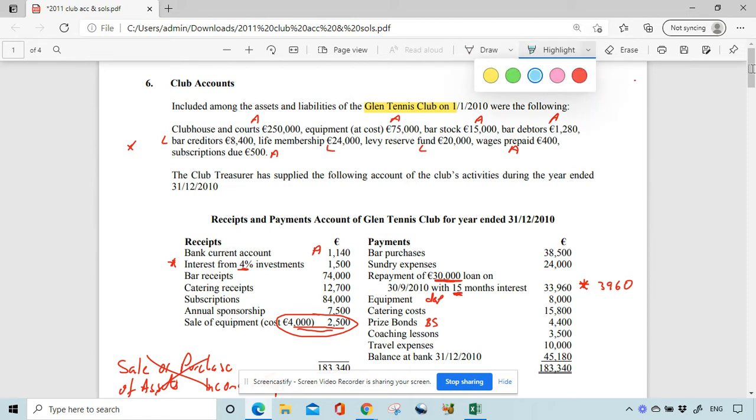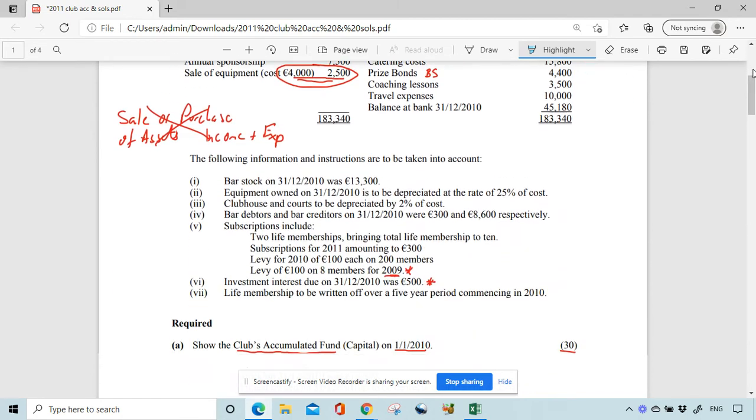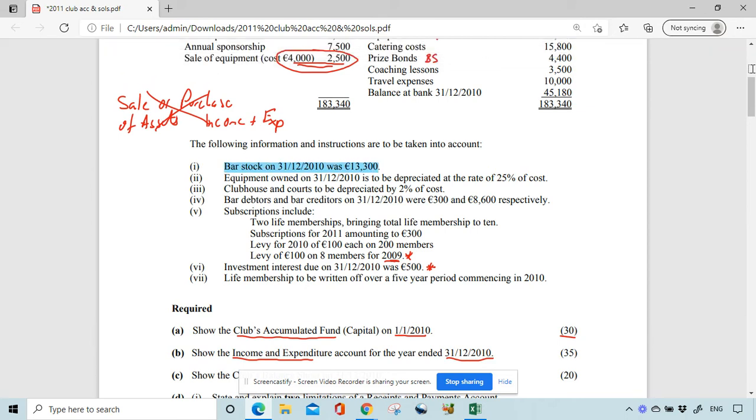Okay, so I'm going to highlight. So we have up here bar stock, bar debtors, bar creditors. This is all at the beginning of the year. Then we have bar receipts, bar purchases. And down here we will always have bar stock and bar debtors and creditors again. Okay, so that's all our bar stuff.